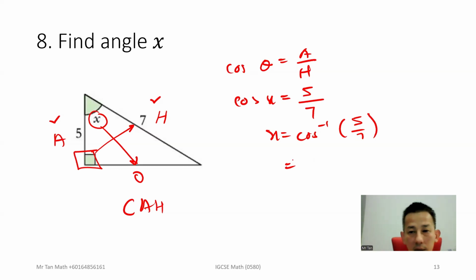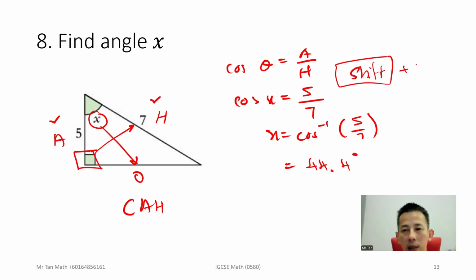You should get 44.4 degrees. So to get cos inverse, just shift and cos. Shift button plus cos.